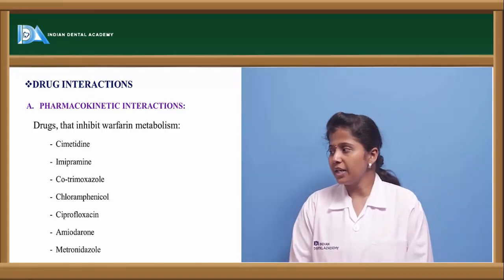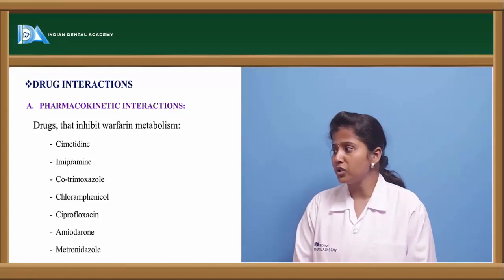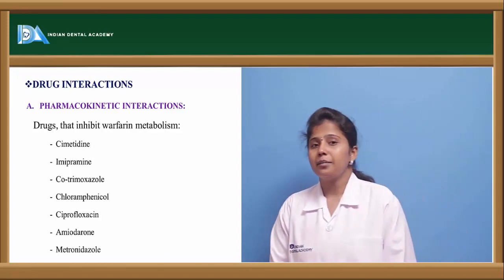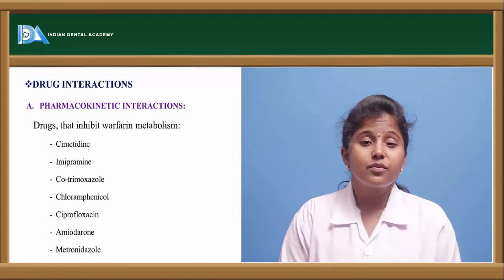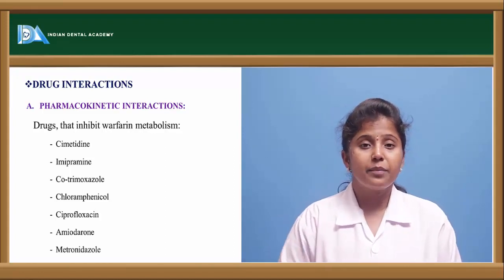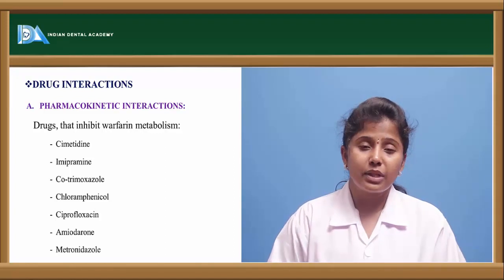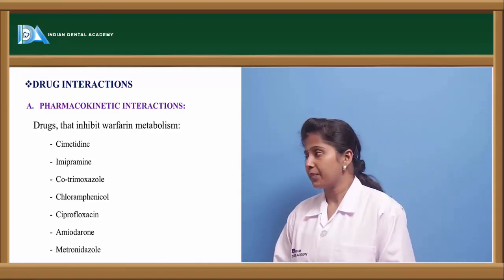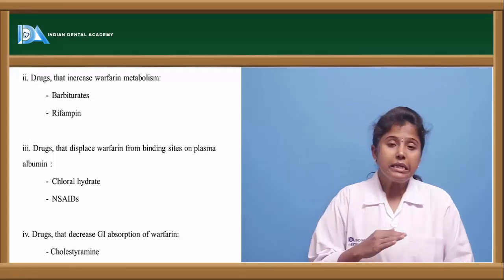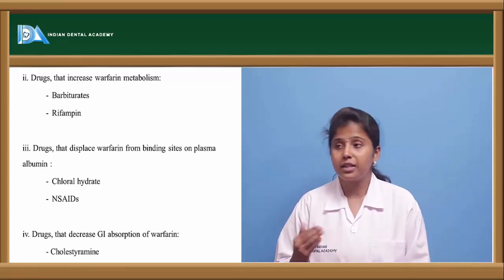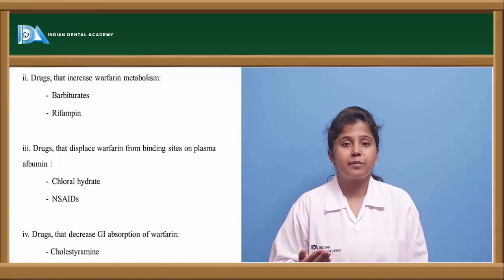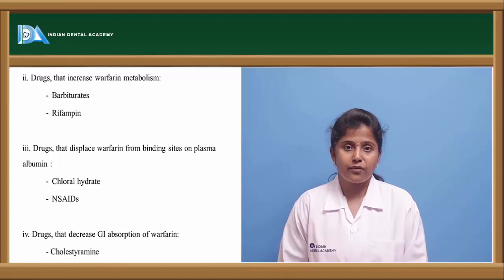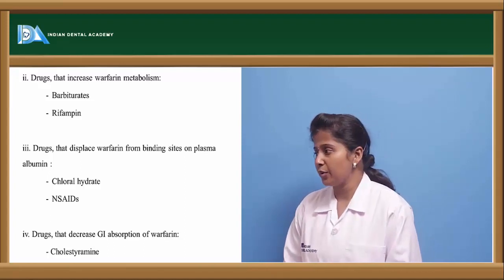The drugs like cimetidine, imipramine, cotrimoxazole, chloramphenicol, ciprofloxacin, amiodarone, and metronidazole. So these are the drugs which should be contraindicated with warfarin, because warfarin will interact with these drugs, and thereby the metabolism of warfarin is prevented. The drugs which increase warfarin metabolism, like barbiturates and rifampicin, excessively metabolize the warfarin, and thereby the warfarin is not showing any therapeutic effect.